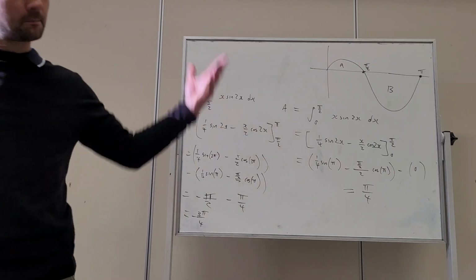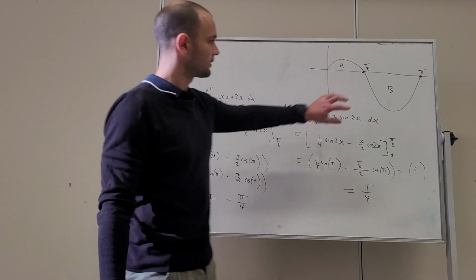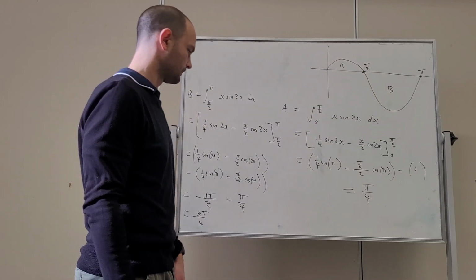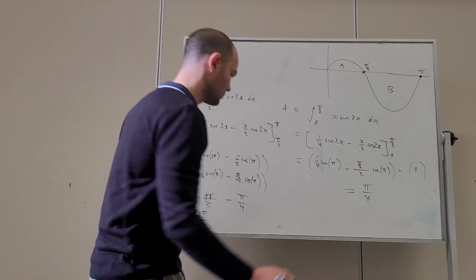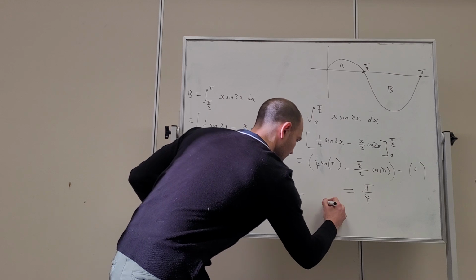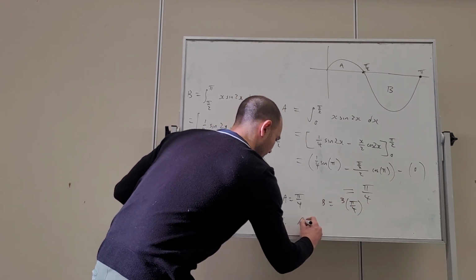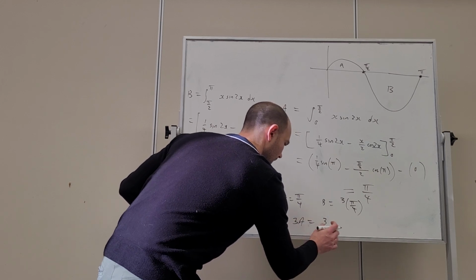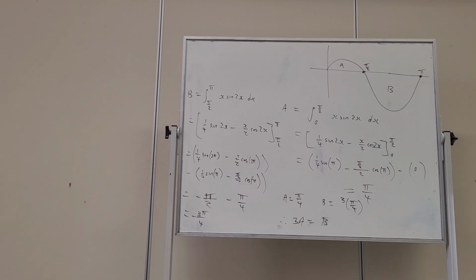Now our answer is negative because it's below the x-axis, but the magnitude of the area we can see is 3 times that of b. So to communicate your answer, like we've shown all the mathematics we need to, but we might just say a equals pi on 4, b equals 3 lots of pi on 4, therefore a equals 3a equals b. All right. Cool.